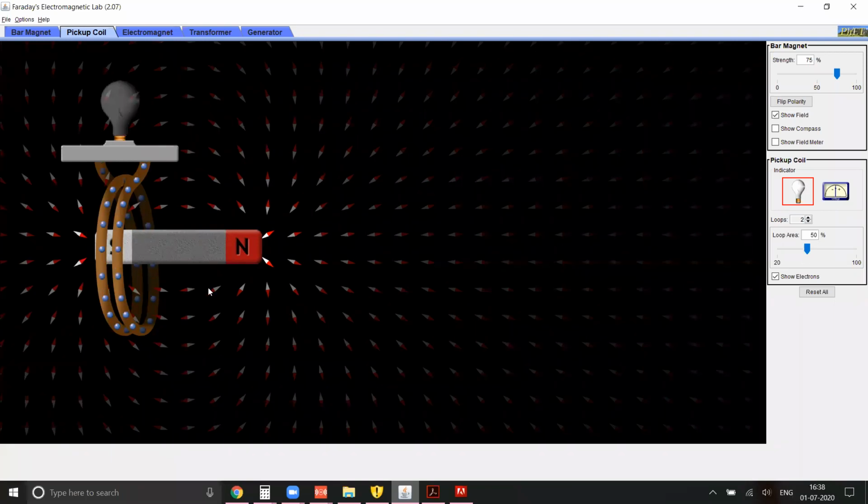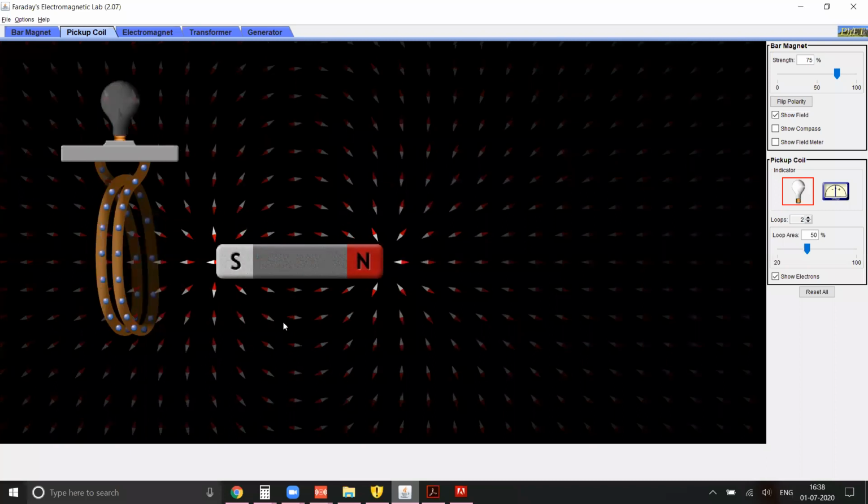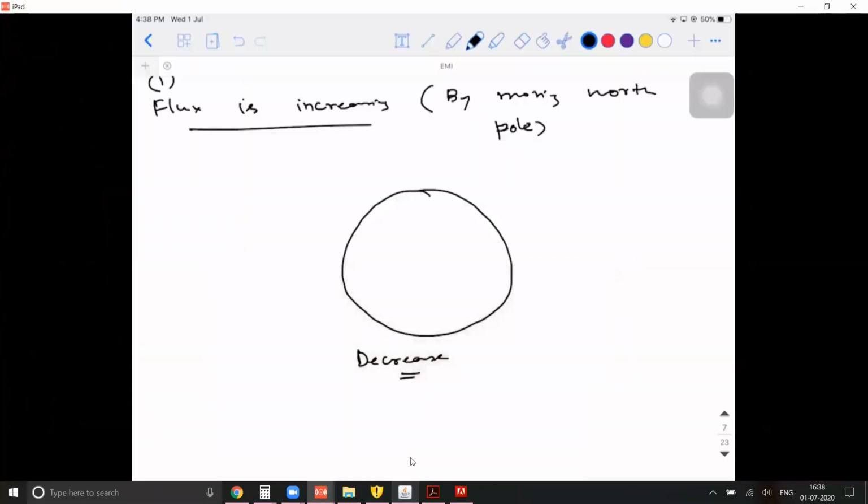So you have your pen with the downward side facing the paper, nib towards you. I am moving the South Pole away from the side of the magnet. What is the direction of electrons? Clockwise. So what will be the direction of current? Anti-clockwise.